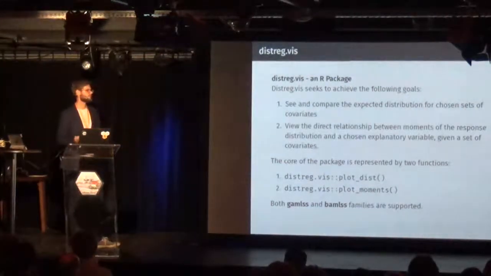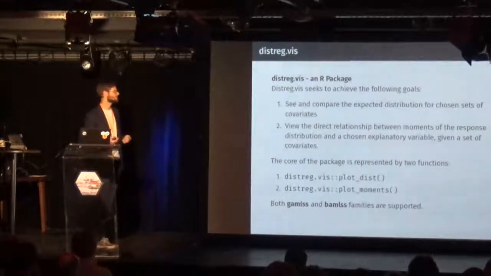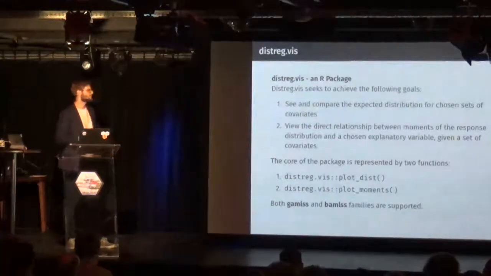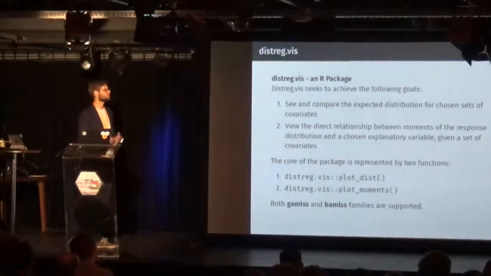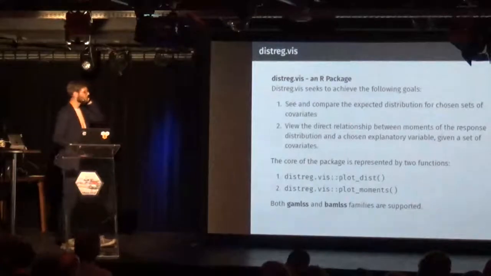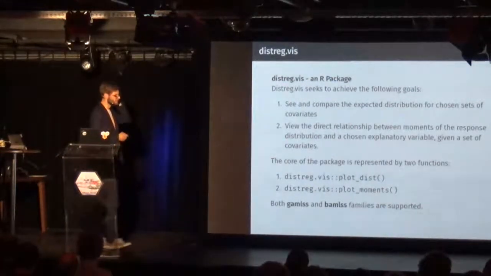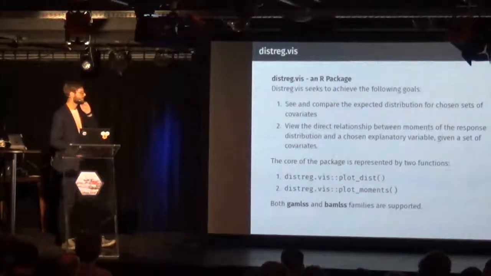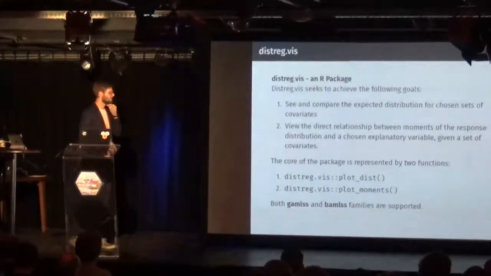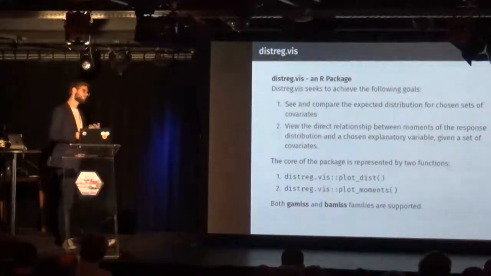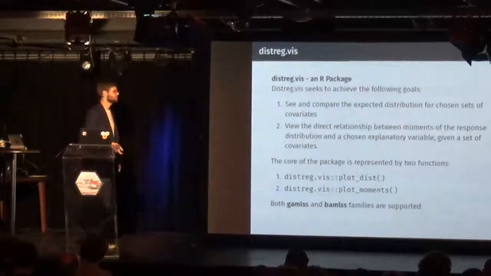To see and compare the expected distribution for a chosen set of covariates, and also to view the direct relationship between moments of the response and a chosen explanatory variable. And at best, it should be interactive. So that's what I wanted to do. We have two core functions, which are called plot dist and plot moments. We can use those functions with both the Gamos and the bamlss class, but you already need a fitted model to be able to use this package.